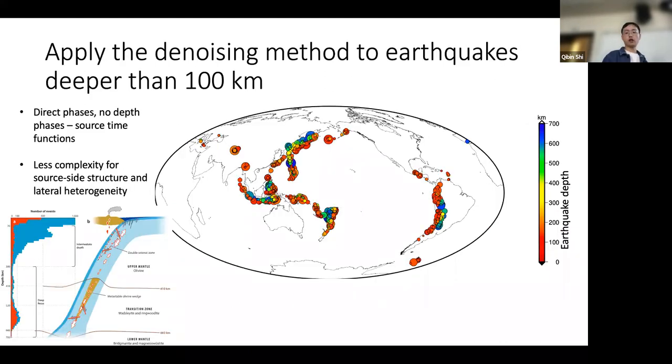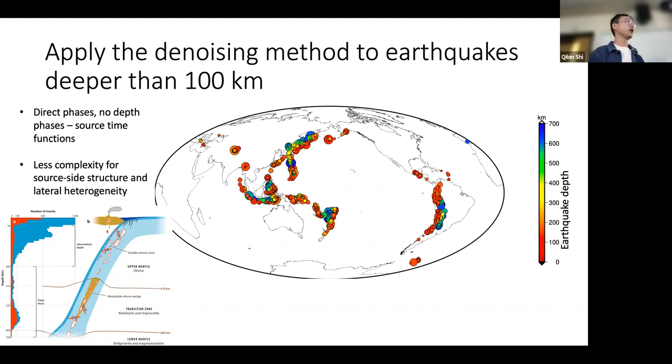And now we want to apply this technique to deep earthquakes. The reason for using deep earthquakes as the application is twofold. First, the P wave signal of deep earthquakes, the direct P wave phase, is well separated from the depth phases and the following S phases. So by looking at the P wave of deep earthquakes, we can better approximate the source time function of the earthquake, so that we can better understand the source characteristics of deep earthquakes.